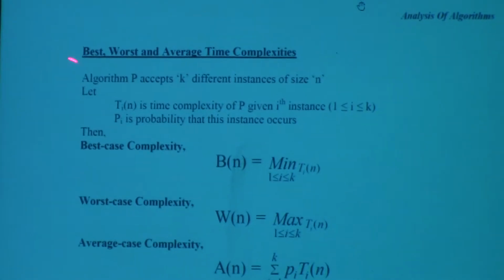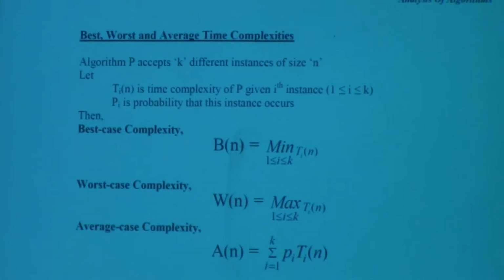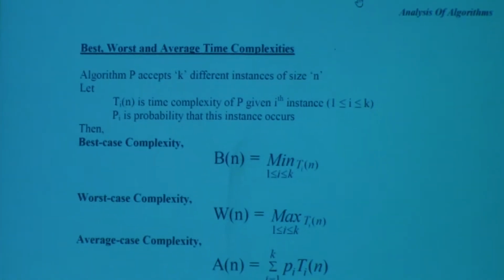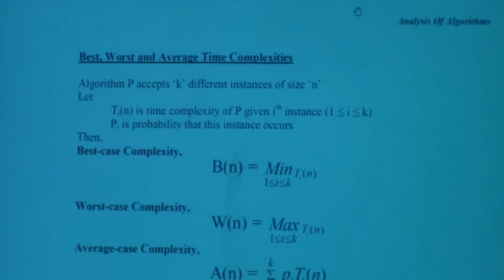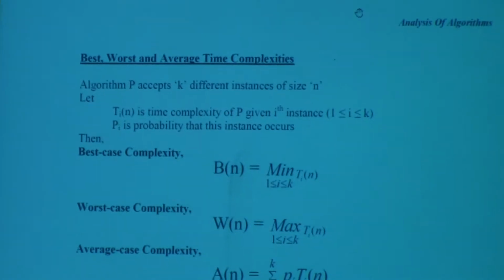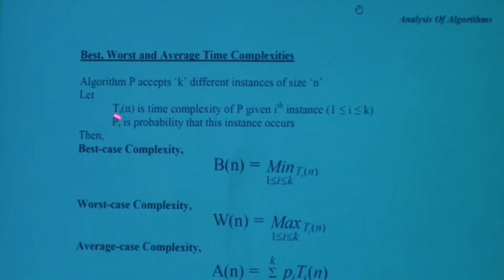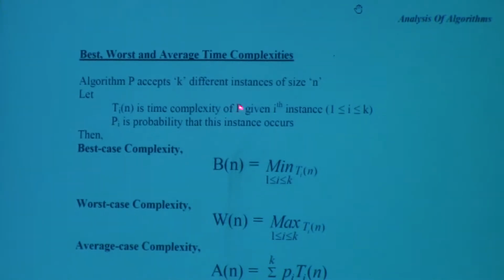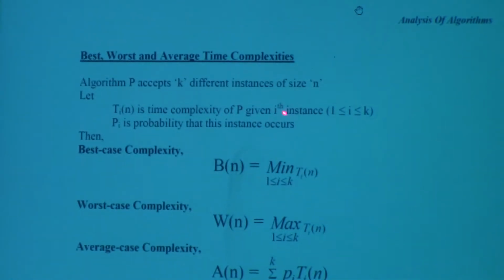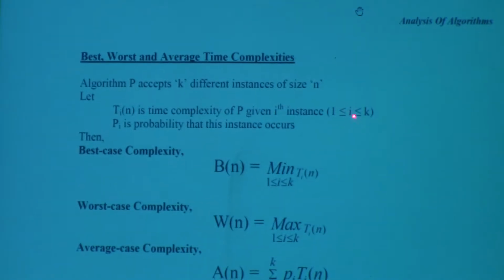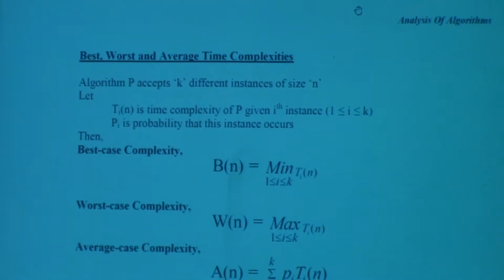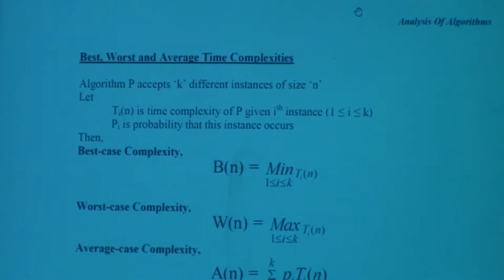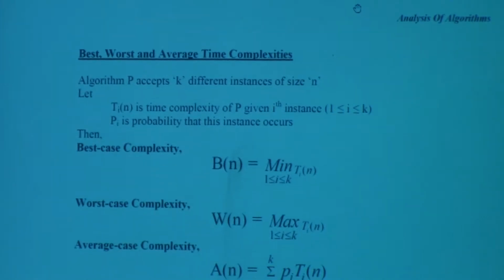So an algorithm P accepts k different instances. K instances means permutations or just different input possibilities. Instances are the actual data, how they're actually ordered. Now, Ti of n is the time complexity of the algorithm P given the ith instance, where i goes from 1 to k. So Ti of n is how many instructions, or proportional to how many instructions, you will execute on a problem size n, given that it is the ith instance.